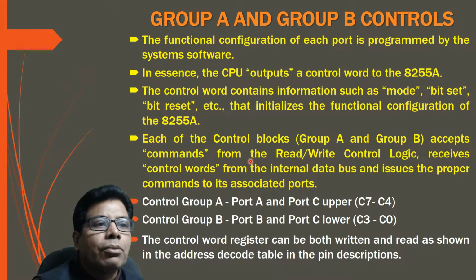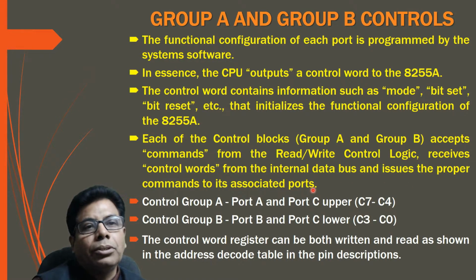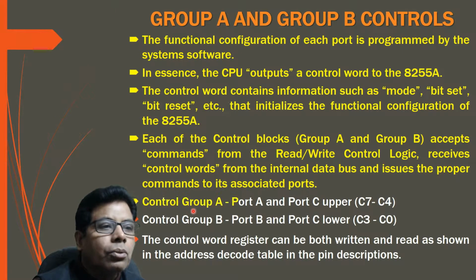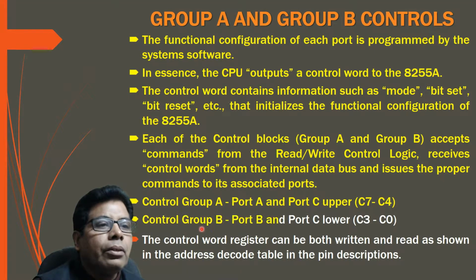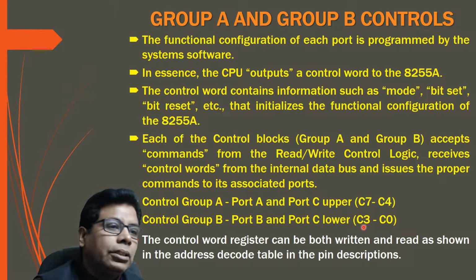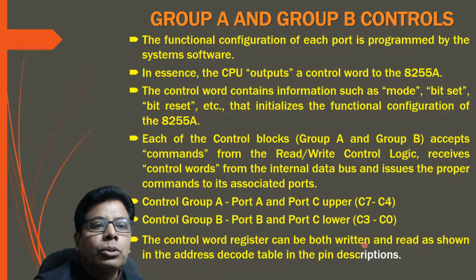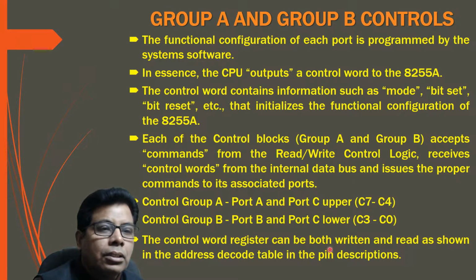It will accept the command from read write control logic, receive a control word from the internal data bus and issue the proper commands to its associated ports. So control group A will control the port A and port C upper, that is C4 to C7, and control group B will control the port B and port C lower, that is C0 to C3. The control word register can be both written and read as shown in the address decode table in the pin description. So we'll see how it is written or read.